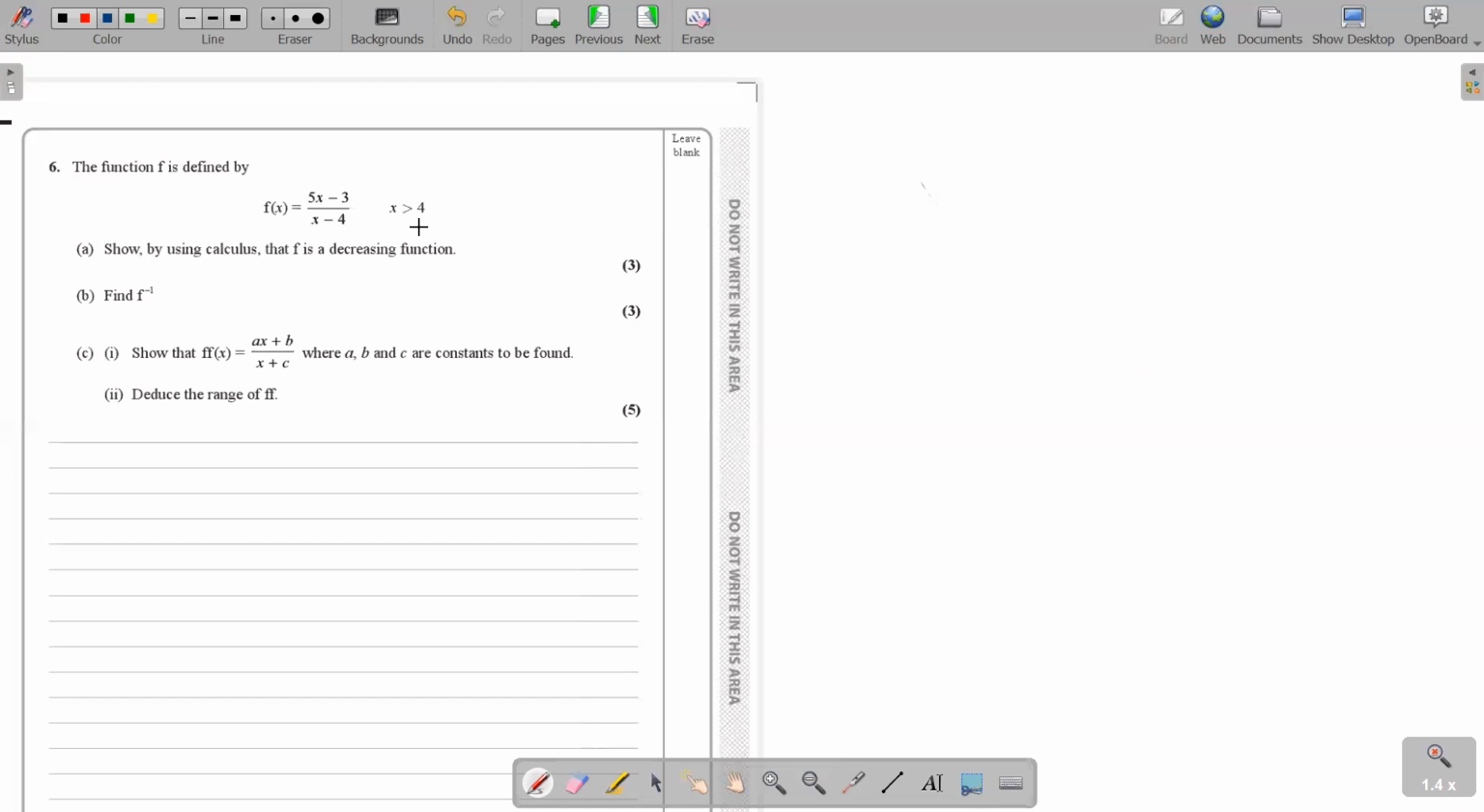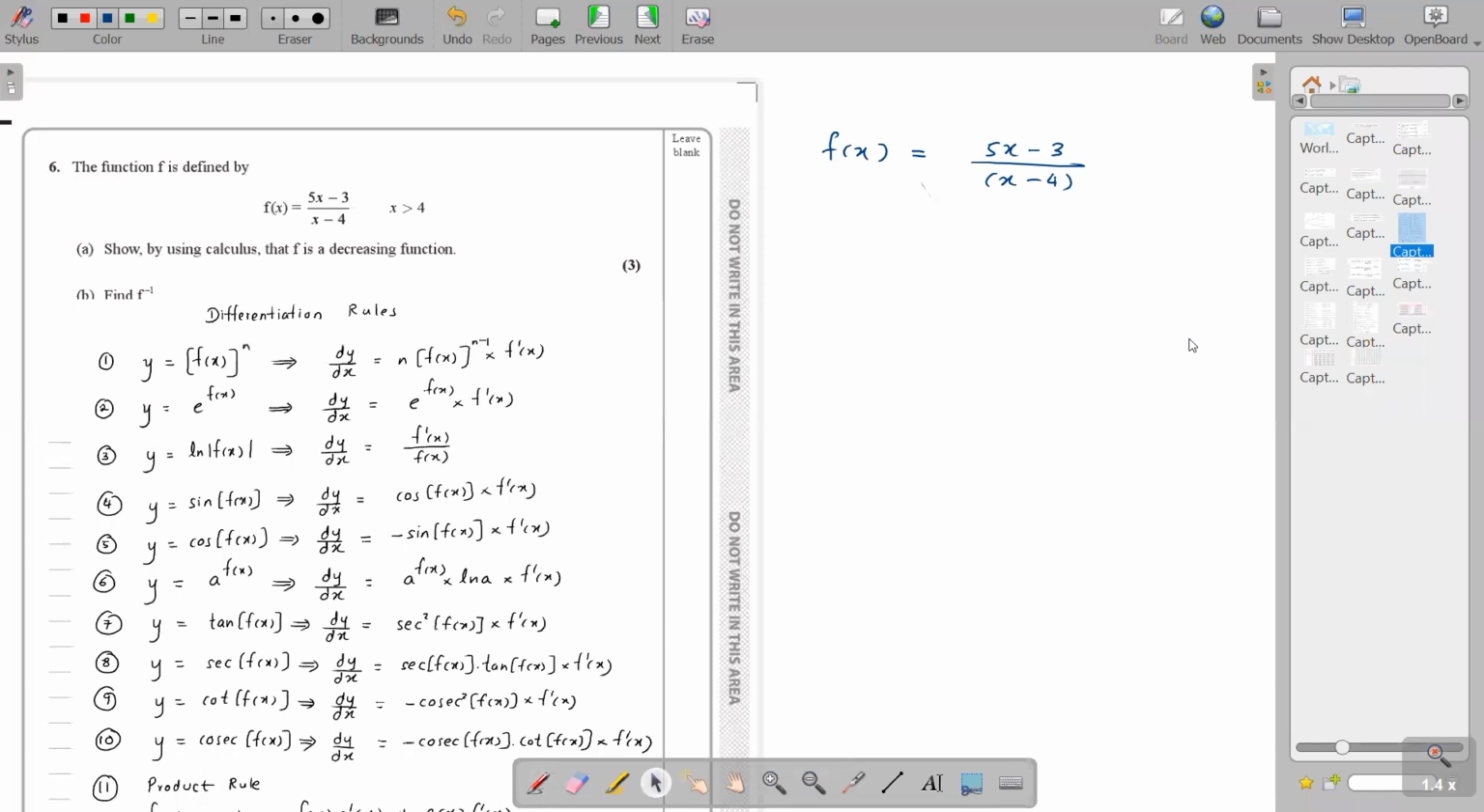So then how do we do it? We need to find the f dash x value and show that for all x values, our f dash x function is actually a negative answer. So let's get that f dash x. So f x equals 5x minus 3 over x minus 4. Okay, how do we differentiate something like this? What's the rule that we need to use here?